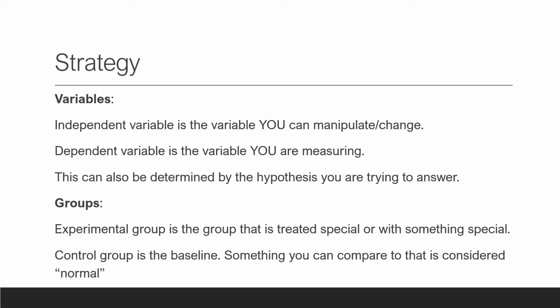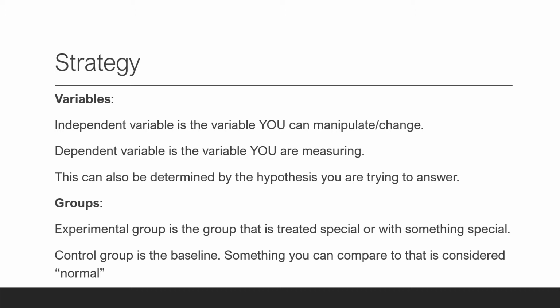So here's my strategy on how to quickly identify the different variables and the different groups. In order to determine the variable, we need to know what is being tested. So the independent variable is a variable you can manipulate or change. You can control this variable. This is the one that causes something to happen. The dependent variable is a variable you measure. This variable reacts to something.